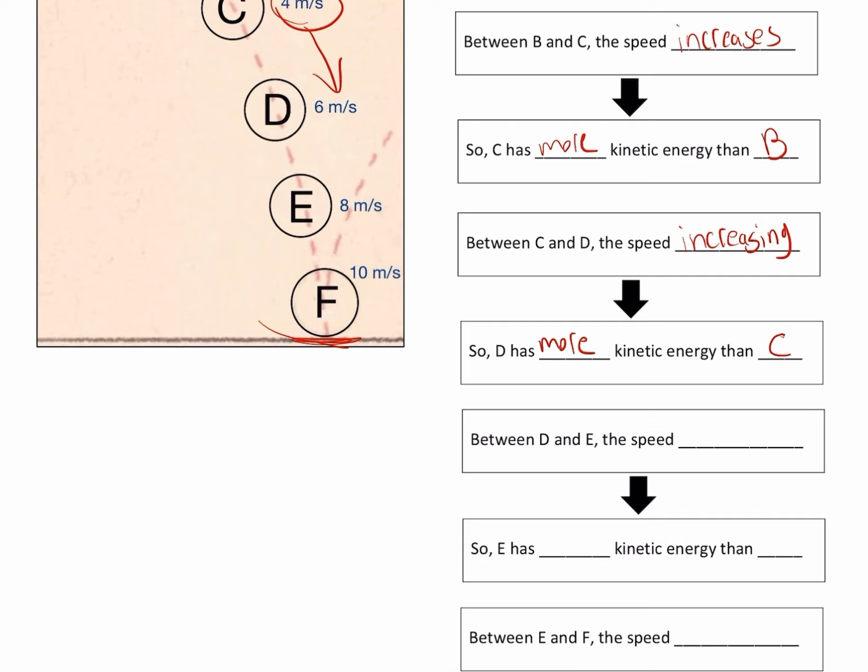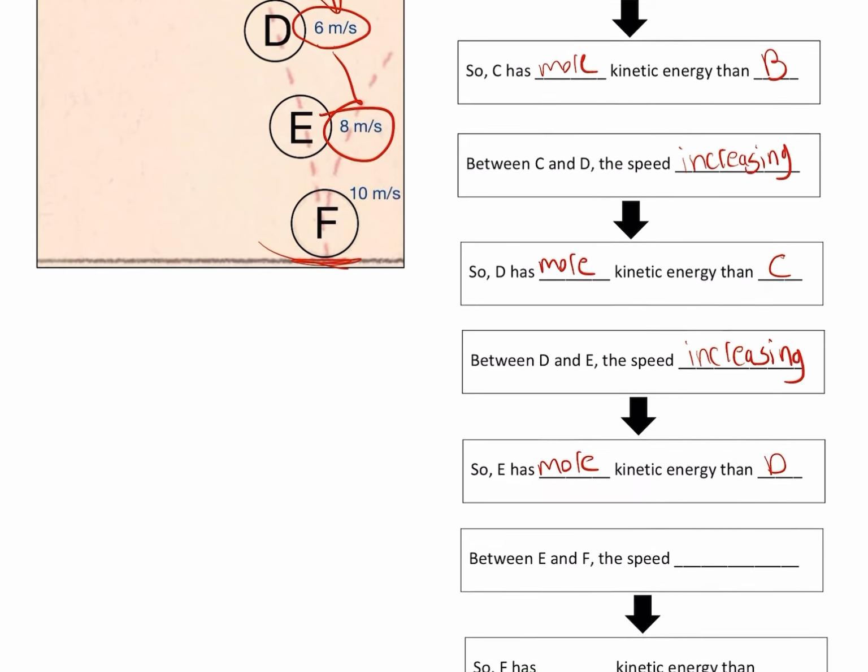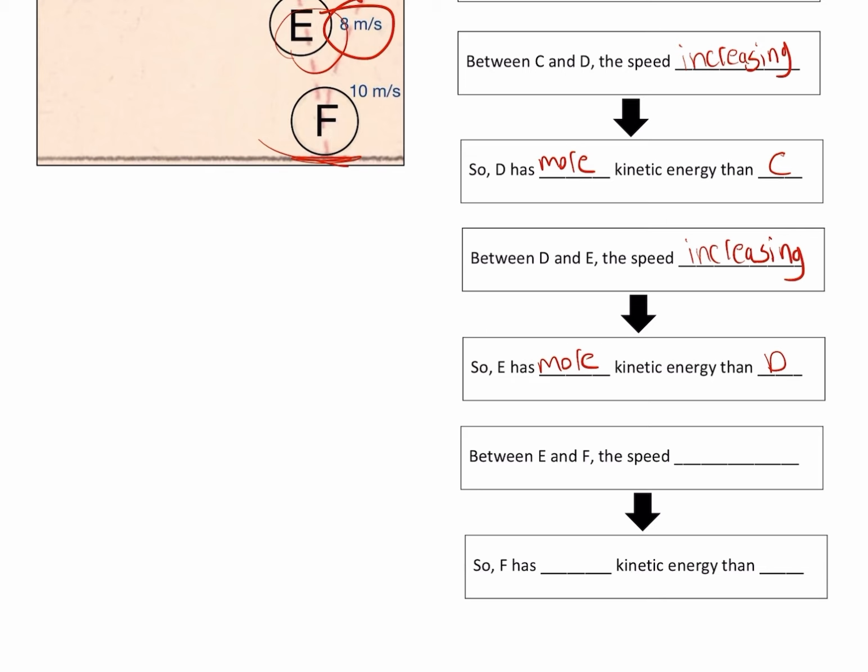And it's getting close to the bottom. D and E, we go from 6 to 8 meters per second. It's getting even faster. It's increasing. And so E is going to have even more kinetic energy than D. And between our last two positions, E and F, the speed increases. We reach our final speed of 10 meters per second. So F has more kinetic energy than E.